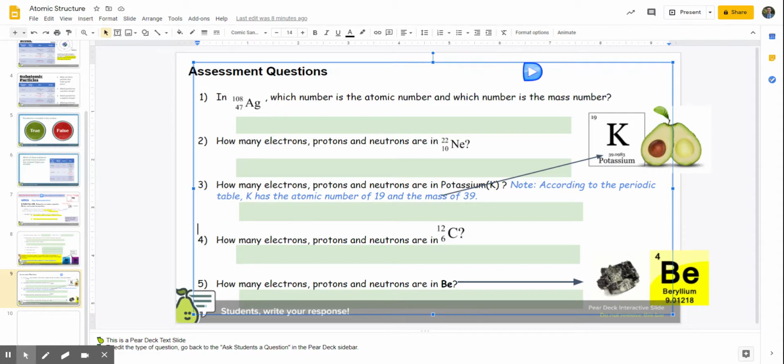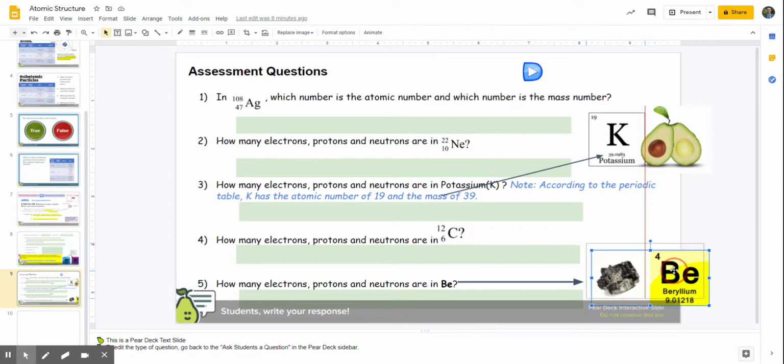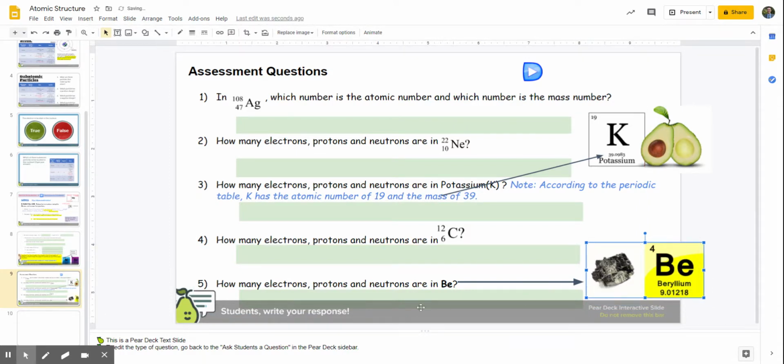All right, how many electrons, protons, and neutrons are in beryllium? Okay, and we're going to round this to 9 for beryllium and move it up a little bit. So again, neutral. So the number of electrons and protons is the same. So 4 electrons, 4 protons, and 9 minus 4 is 5, so 5 neutrons.